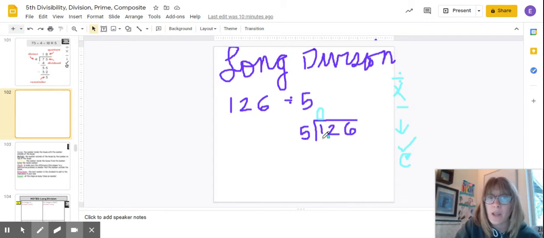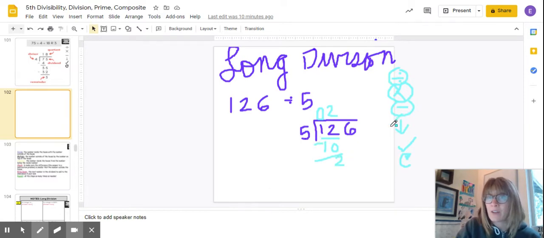So then we can say, okay, well, it didn't fit into 1, but what about 12? It does fit into 12. 5, 10, 15 is too much, so it fits 2 times, which is 10. So we've divided it. We said it divides into 12 twice. We multiplied. 5 times 2 is 10. So now we must subtract. 12 minus 10 is 2.